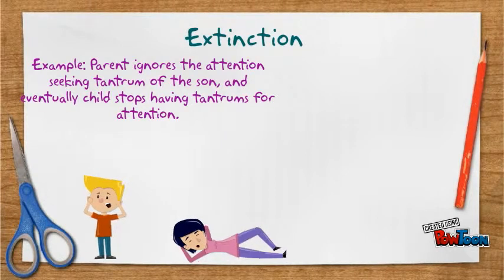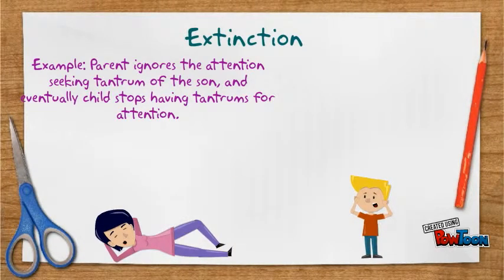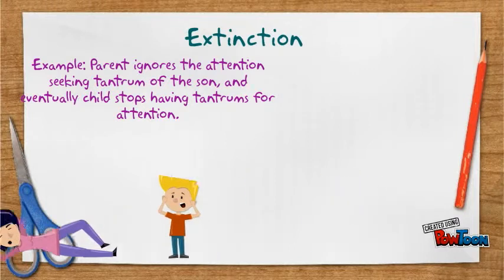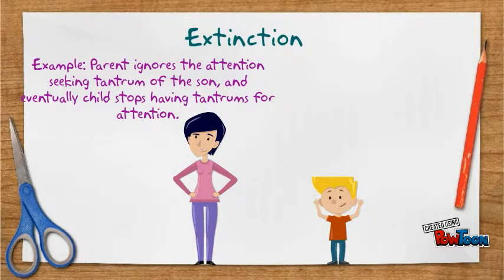Extinction. Extinction is a weakening of a conditioned response. Example, a child having a tantrum and previously the parent scolded or soothed the child. Now the parent ignores the tantrum, and over time, through many presentations, the child stops having a tantrum.